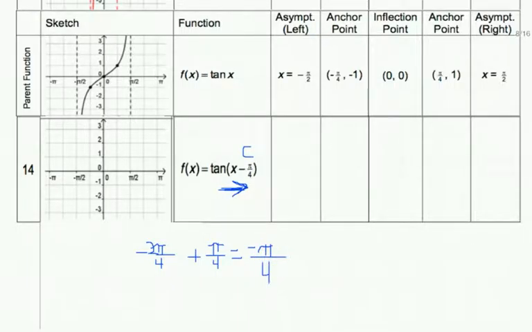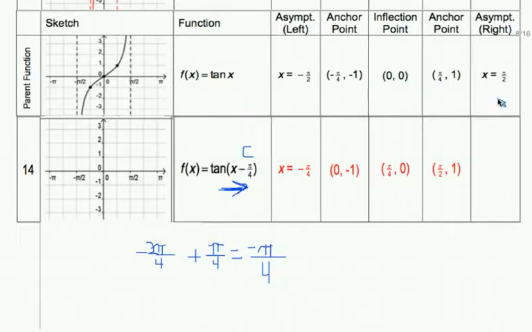So I have negative pi over 4 there now. So my left asymptote is going to be at negative pi over 4. Okay, now this one, negative pi over 4 plus pi over 4 is just going to give us a 0. And it's a 1. And then 0 plus pi over 4 is just pi over 4. And then pi over 4 plus pi over 4 will give you 2 pi over 4, or you can reduce that to pi over 2.